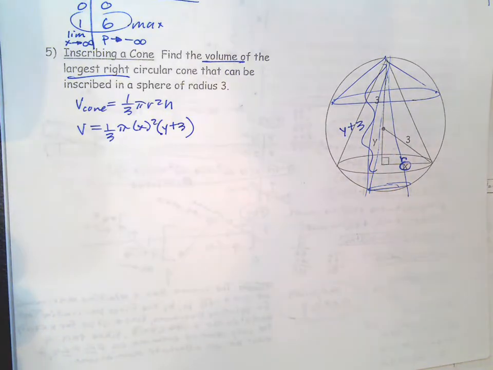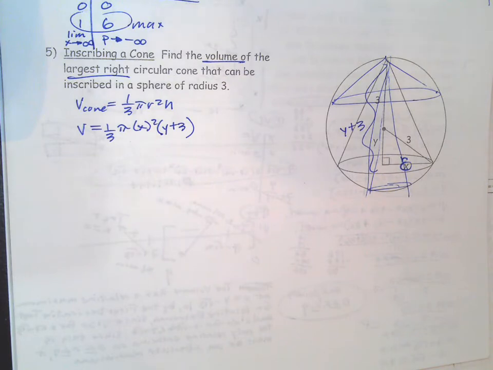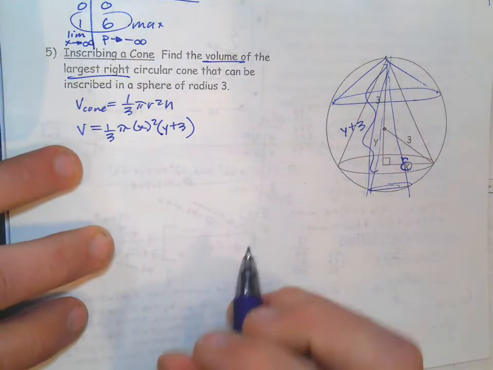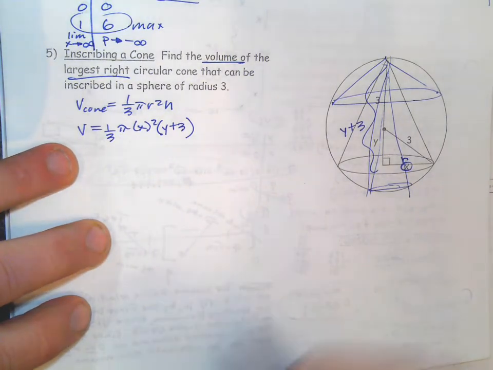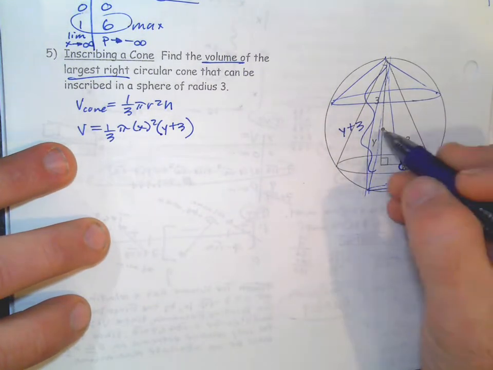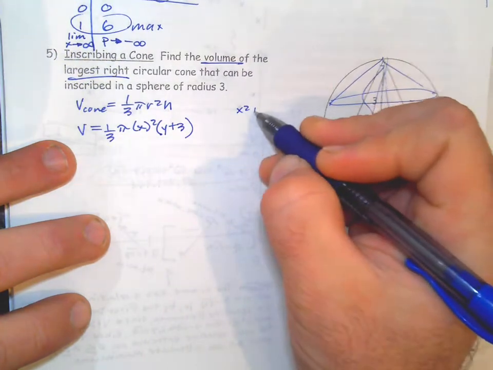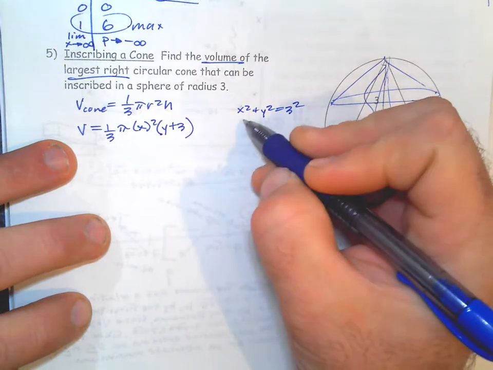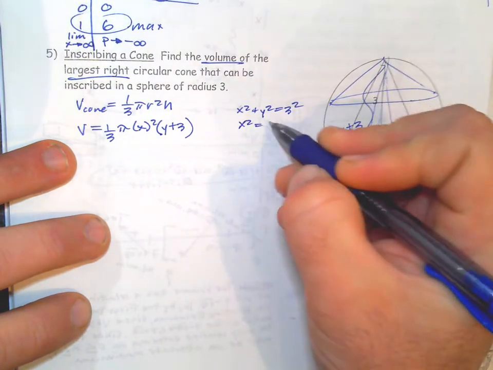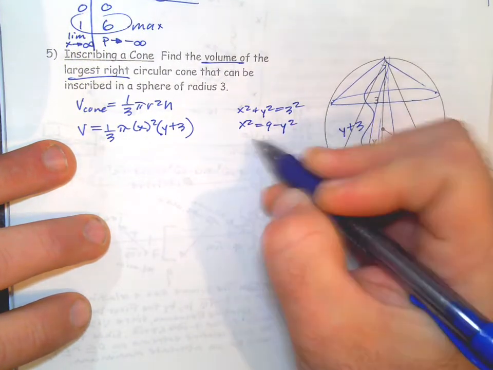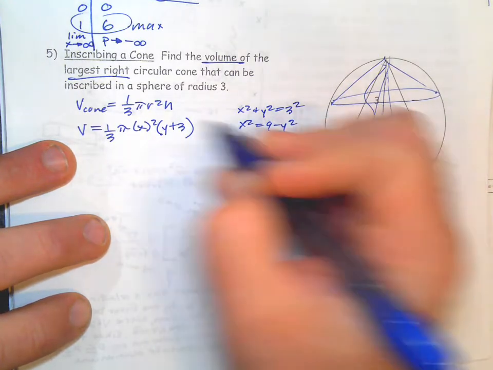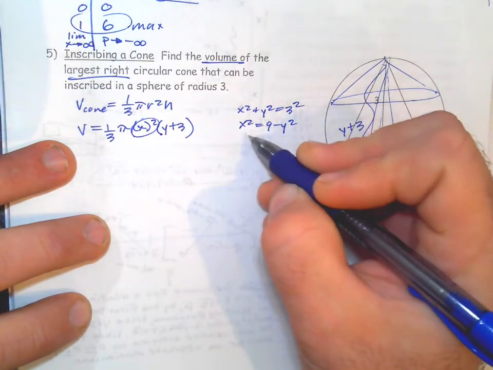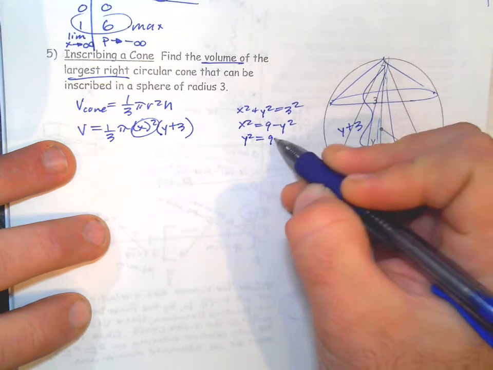We're going to want to get this in terms of a single variable, and that's where its relationship to the sphere is going to make a difference. We need to get one variable, all x's or all y's. You have a little right triangle right here, right? So x squared plus y squared equals 3 squared. So x squared equals 9 minus y squared, and that's what you could plug in here for the x squared, or you could do y squared equals 9 minus x squared.